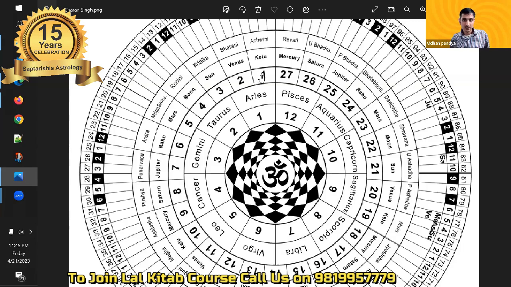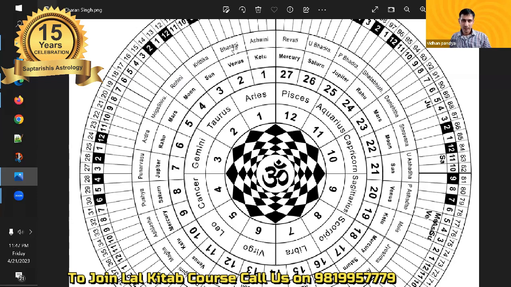Your third circle has all the nakshatra numbers, 1 through 27. The owner of each nakshatra as per the Vimshottari Dasha scheme is given in the fourth circle. So Ashwini is ruled by Ketu. Venus is the ruler of Bharani Nakshatra. Likewise, all the rulers of the nakshatras are given in this circle.